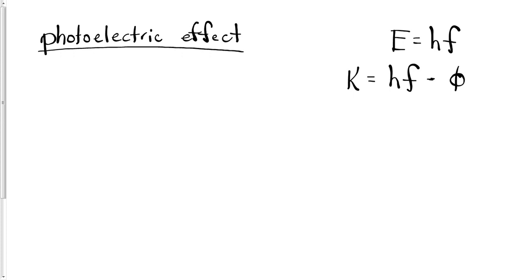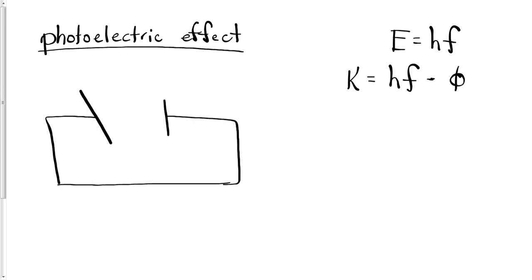Effect. Here's the general premise. You've got a piece of metal, and that piece of metal is part of a circuit. And it's an open-ended part of the circuit here. Now this metal is of some variety which has electrons on it, just like all atoms have electrons.